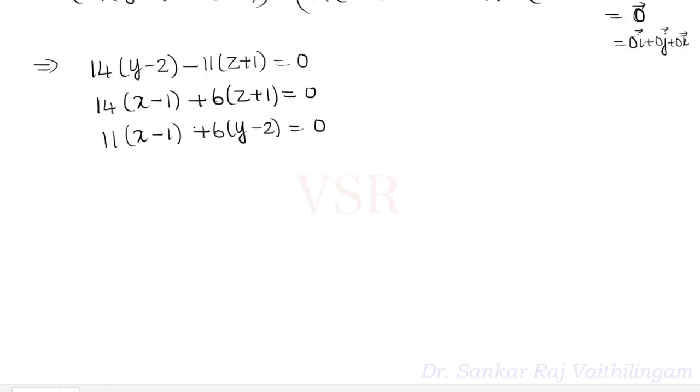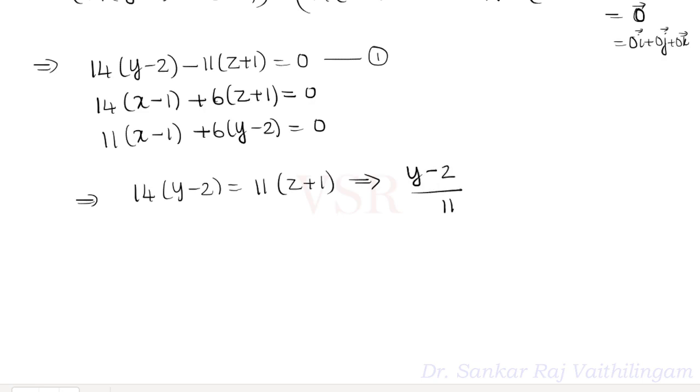So what do we learn from this? From the first equation, shall I write this below? 14 times y minus 2 is equal to 11 times z plus 1. Okay, so from this we get y minus 2 divided by 11 is equal to z plus 1 divided by 14. I call this equation 1, so this is the second, this is the third equation.